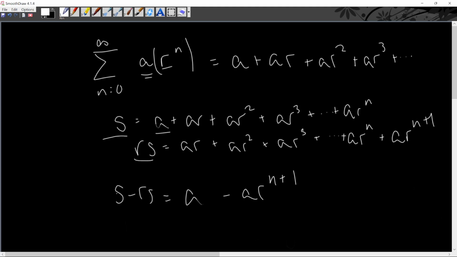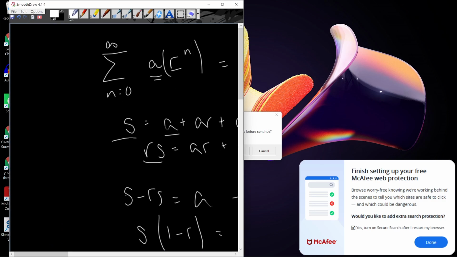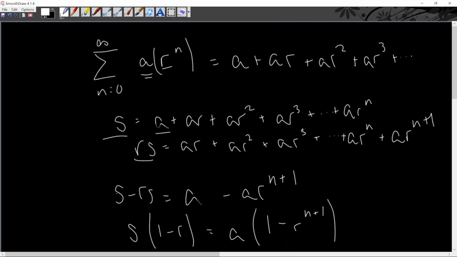And now we just have some basic algebra. We can factor out this s. We'll have 1 minus r is equal to a. We can factor that out. 1 minus r to the n plus 1. And you can write that down if you'd like, but I'm going to erase it.